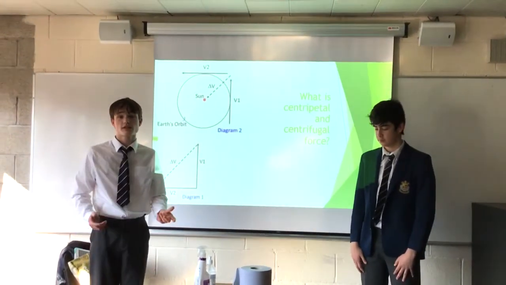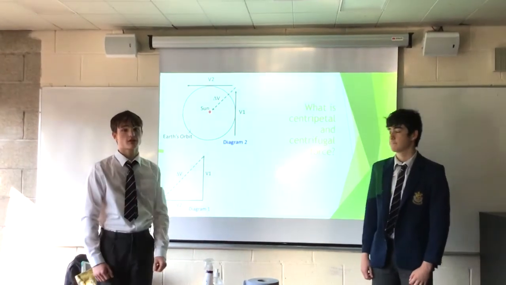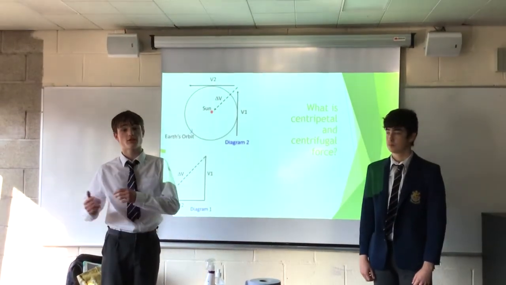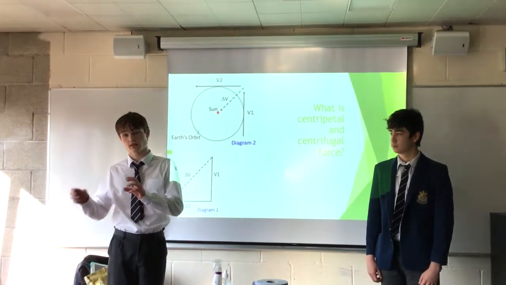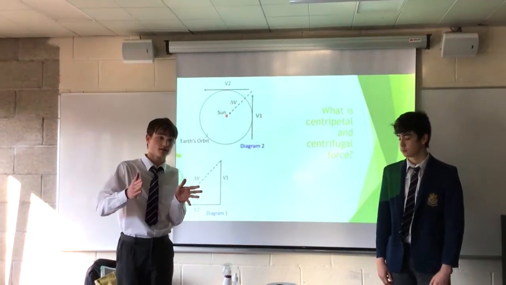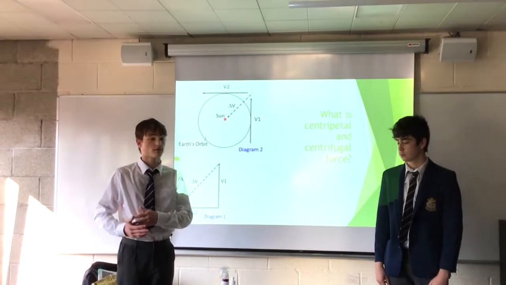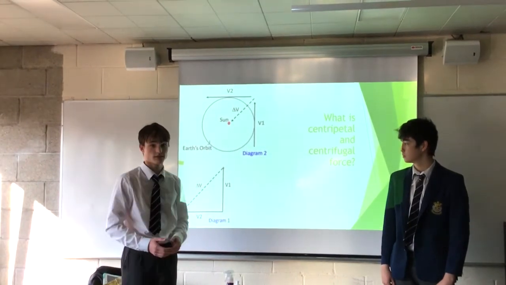To first understand centripetal and centrifugal force, we're just going to have a look at the example of the Earth going around the Sun. In this example, centripetal force is the gravitational force acting between the Earth and the Sun and pulling the Earth towards the Sun. And what keeps it out is an equal and opposite force called the centrifugal force, which is caused by the centripetal force acting on the velocity.